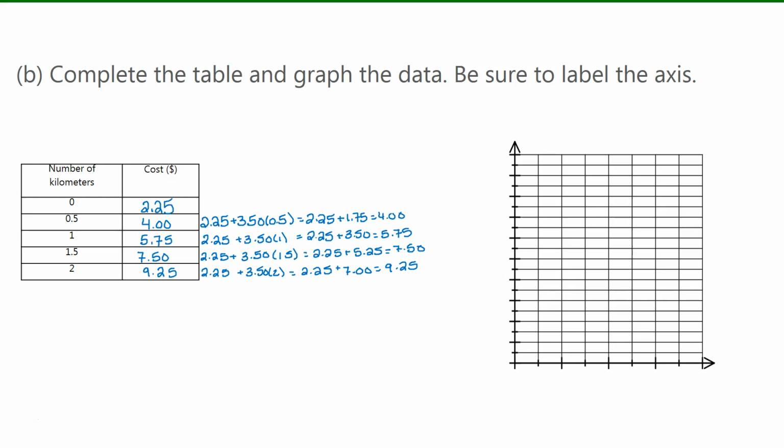Now when I plot this on the graph, I'm going to place the independent variable on the bottom, which is the number of kilometers. And I'll place the dependent variable on the y-axis, which is the cost in dollars. Now for the scale on the bottom, to spread it out, I'm going to say that every 2 blocks is 0.5. And on the y-axis, I'm going to say that every 2 blocks is 1. So 1, 2, 3, 4, all the way up to 10.